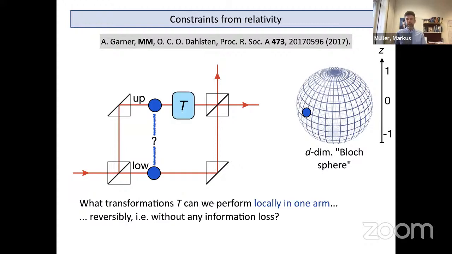Okay. Now, suppose you have a physicist, Alice, sitting close to one of the branches, and she can decide to do something to the arm. Perhaps she would like to put a little phase plate inside the arm. And you can ask, what could this be? So what transformations T could you do locally in one arm? And let's look only at those that are reversible, where you don't lose any information.